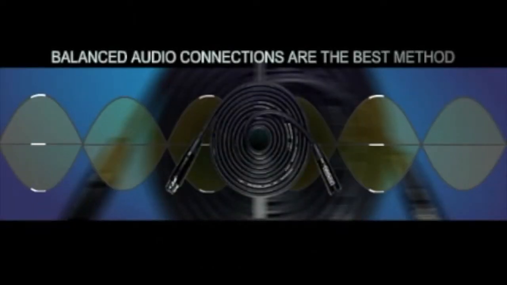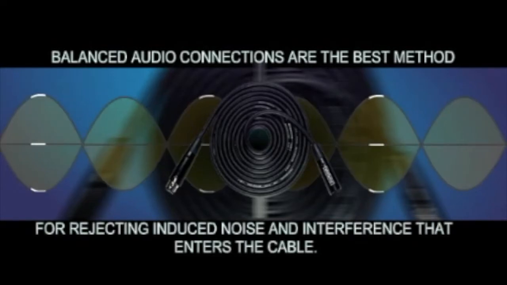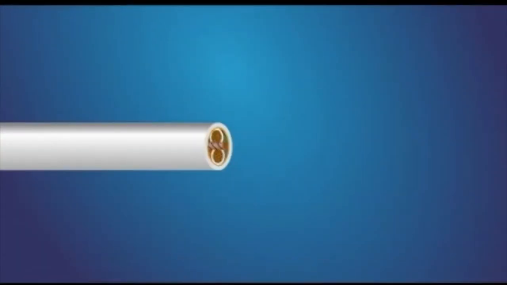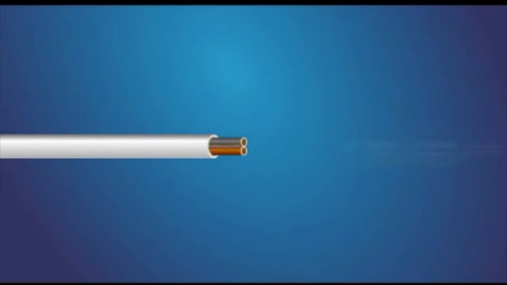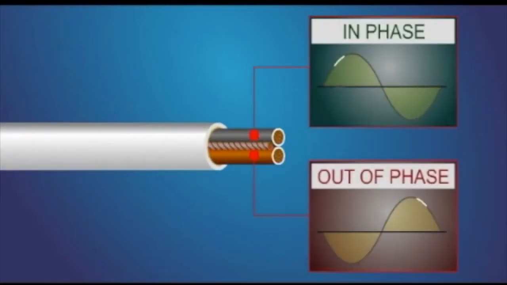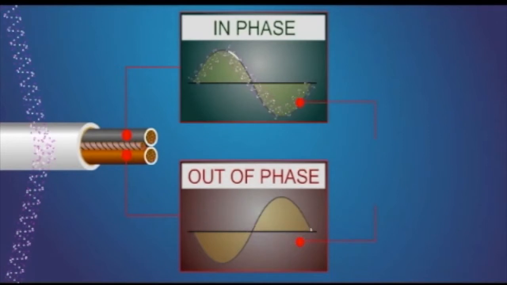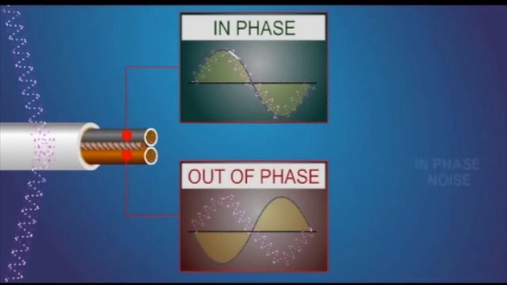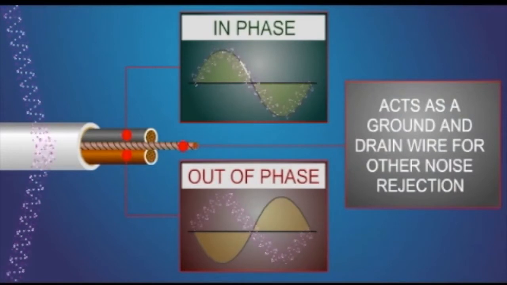Balanced audio connections are the best method for rejecting induced noise and interference that enters the cable. Balanced connections use a shielded 2-conductor cable and XLR and/or 1/4-inch TRS connectors. The 2 conductors both carry the audio signal, except one is 180 degrees out of phase with the other. When noise is induced in the cable, it is present and in phase on both conductors. The shield acts as a ground and drain wire for other noise rejection.